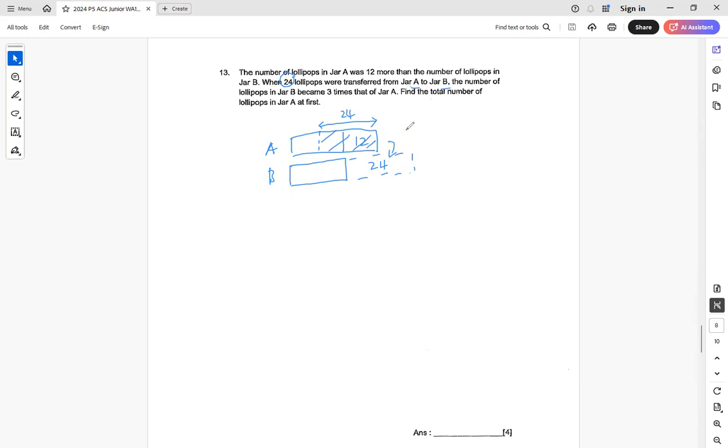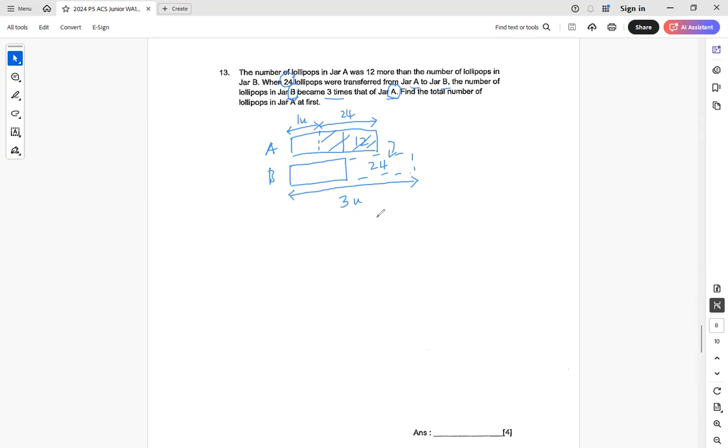Okay, so after this transfer, the number of lollipops in jar B became 3 times that of jar A, meaning jar B in the end is 3 units, jar A is 1 unit. So jar B in the end is from here all the way to the end. I will label here 3. This doesn't look like a 3 very nicely, so let me change it. So this is 3. And my jar A is 1 unit in the end. My jar A, I've already given 24, so my 1 unit is from here to here only.